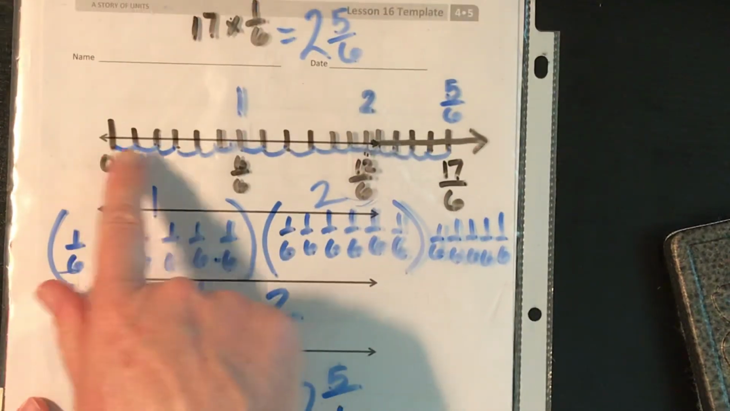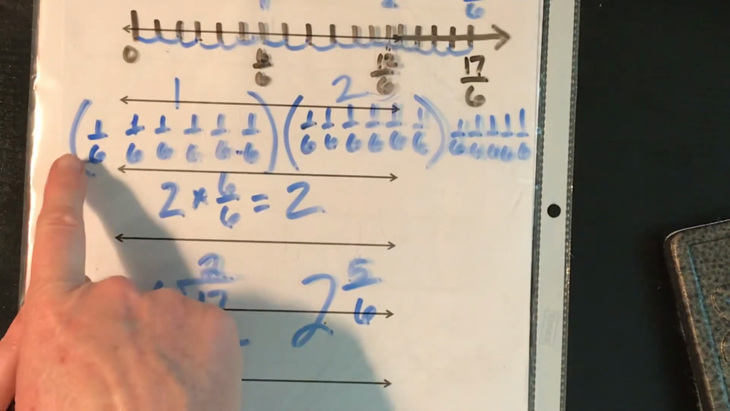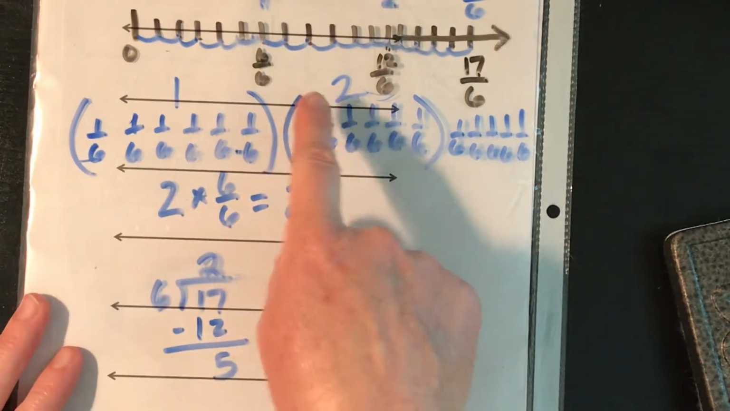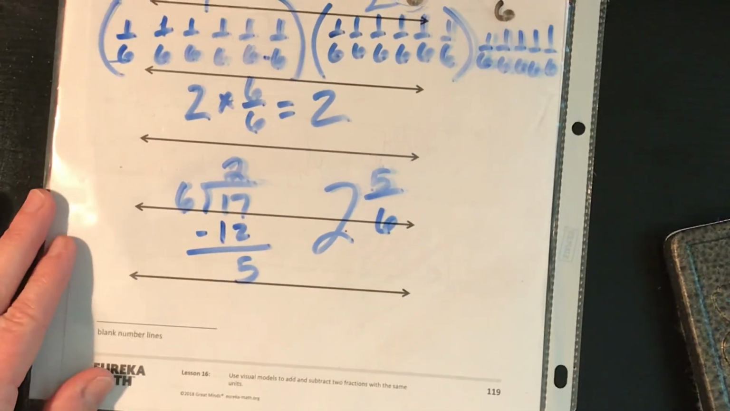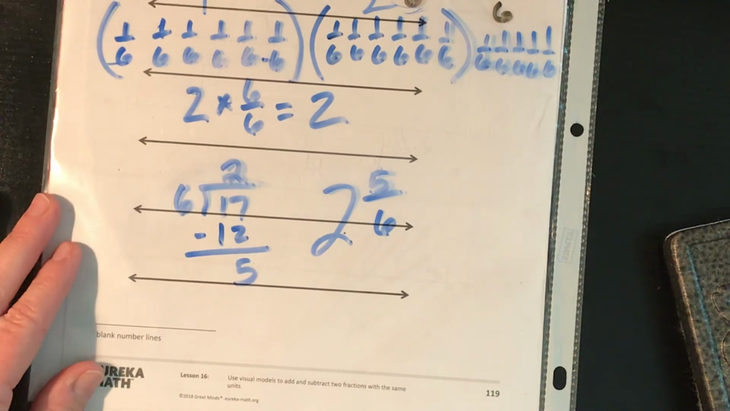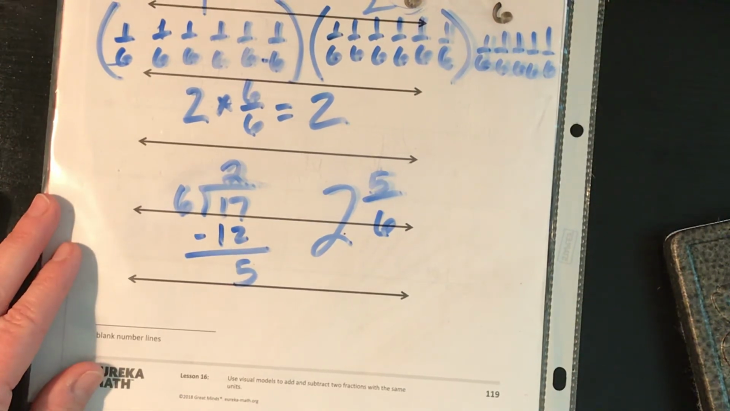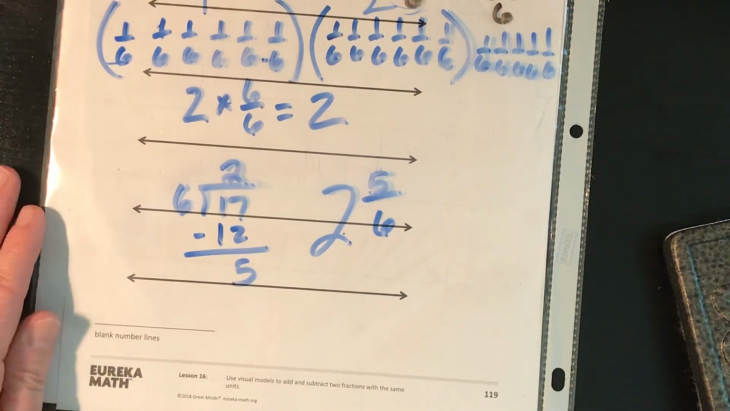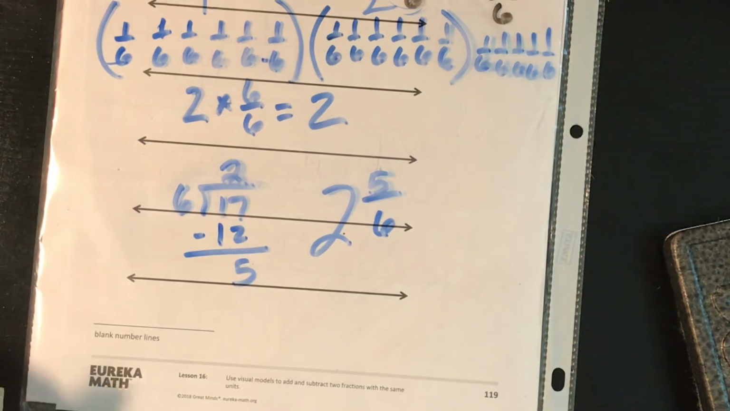You have now seen it on a number line. You've seen it grouping it, and you've also done some division to figure it out. I want you to do whatever works best for you to solve the problems on page 159 and 160.